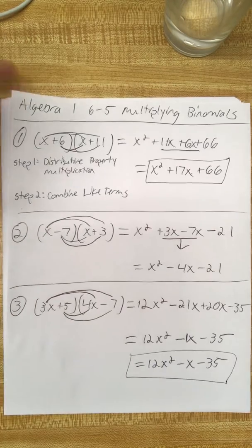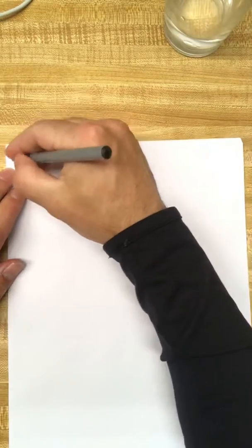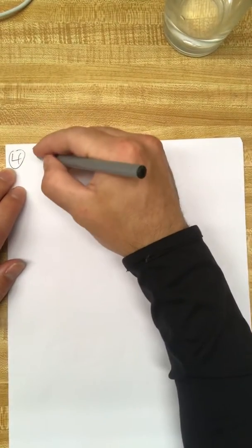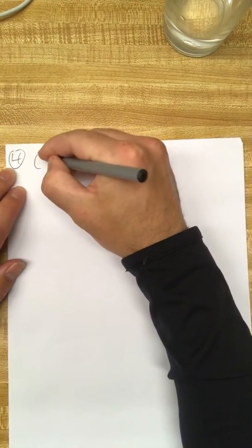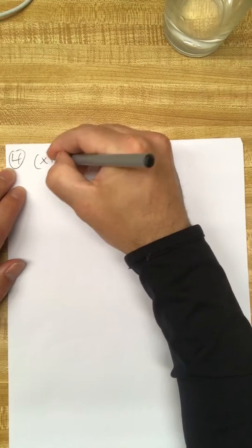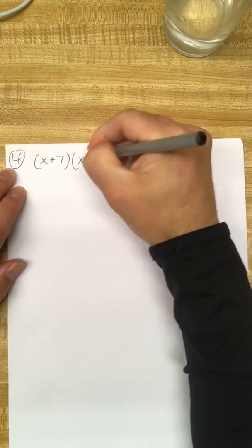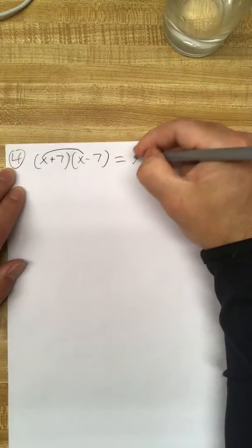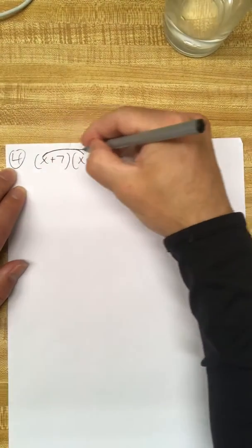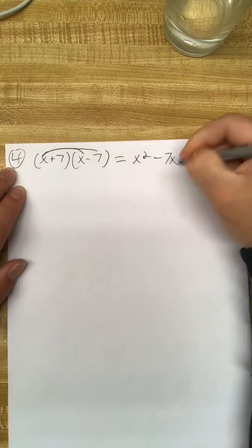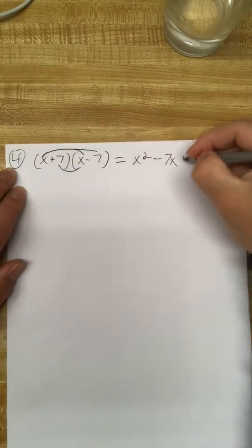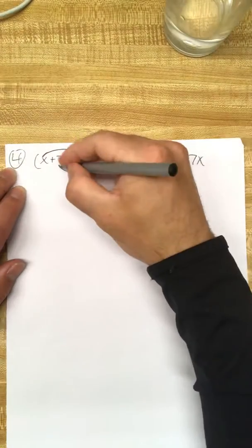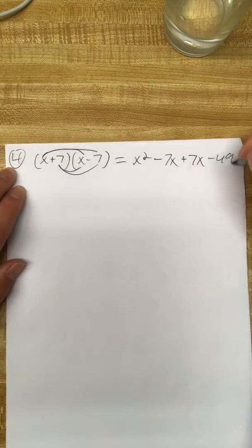I just want to get into the two special cases. So first up would be a difference of squares. And that's going to start off with something like this. Let's go with x plus 7 times x minus 7. And in a case like this, you're going to get x times x is x squared, x times the negative 7, which is minus 7x. Then we'll get plus 7x, and then minus 49.